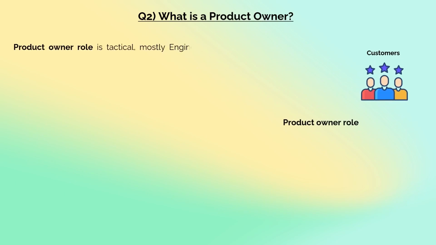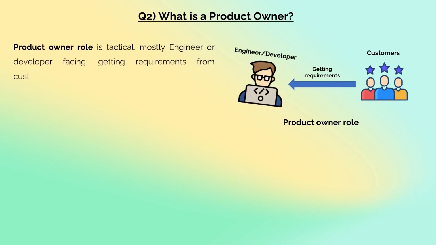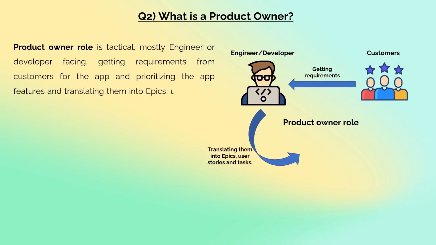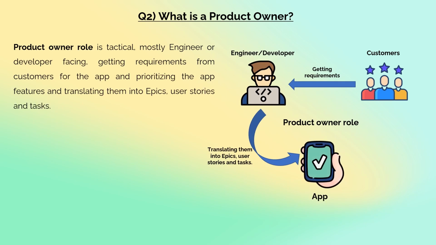What is a product owner? Product owner role is tactical, mostly engineer or developer facing, getting requirements from customers for the app, and prioritizing the app features and translating them into epics, user stories and tasks.